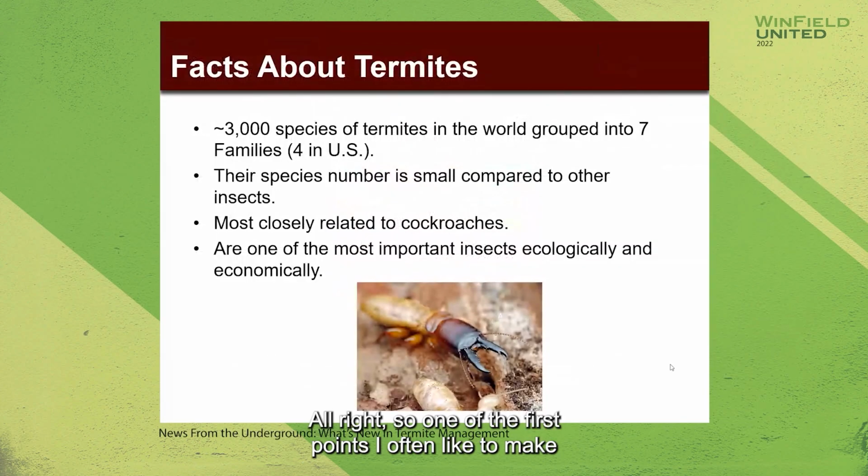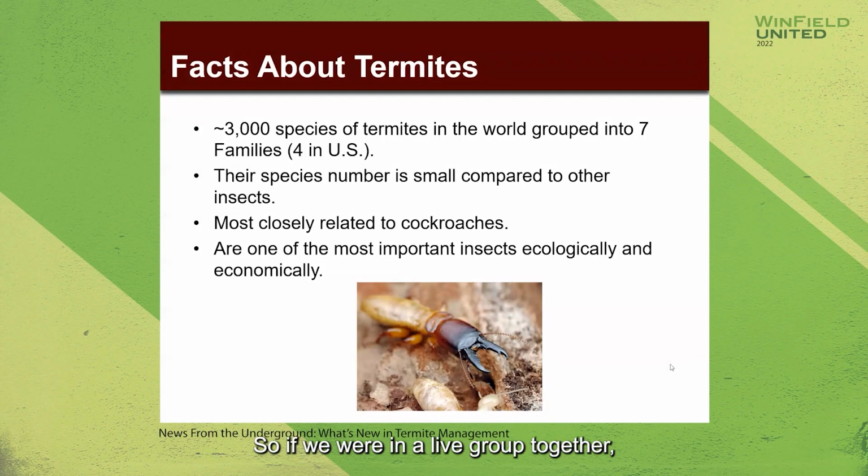All right, so one of the first points I often like to make about termites is that the number of termite species around the globe is actually very small when we think of it in relation to the number of insects that have been described by science. So if we were in a live group together, I would ask for a show of hands, how many people know how many insect species there are? And there'd be 3 or 4 people that attempt to guess at it. And usually they would fall short by like an order of magnitude. There's well over 1 million insect species, individual species around the globe. But only about 3,000 of those are termites.